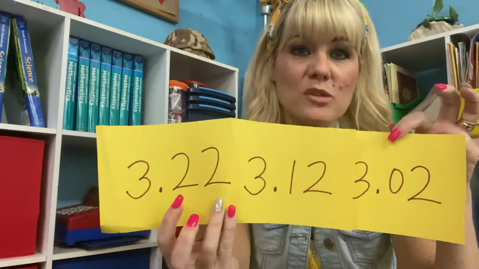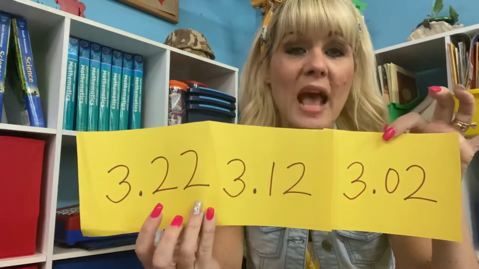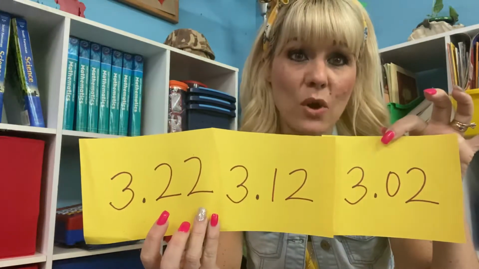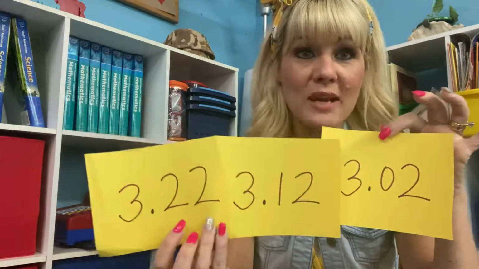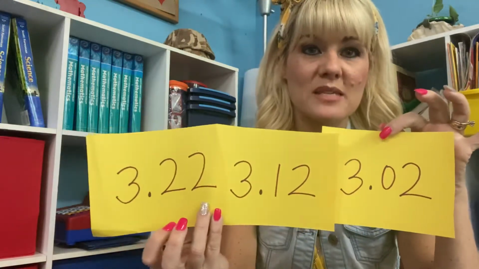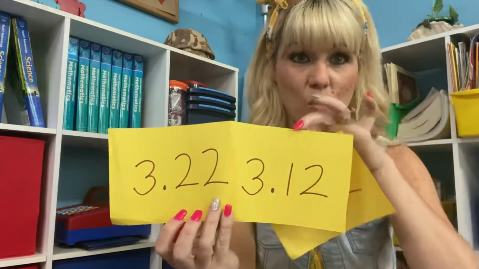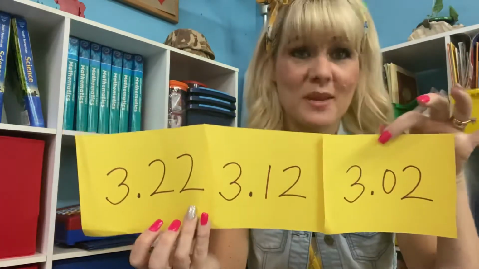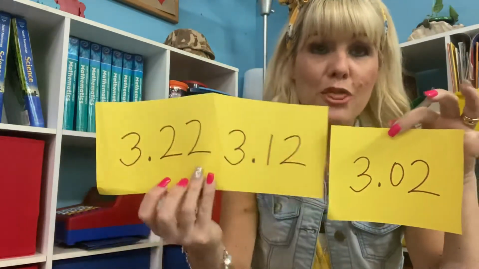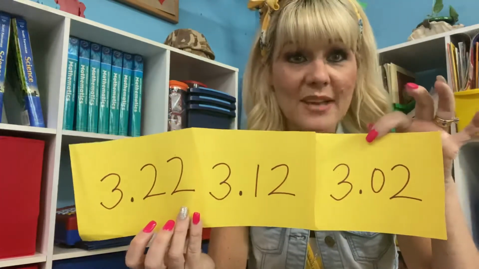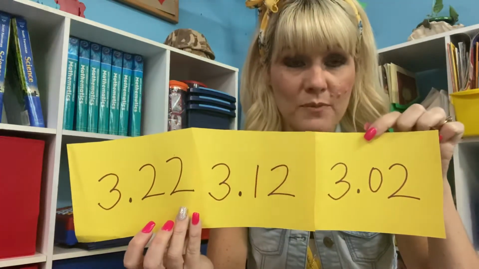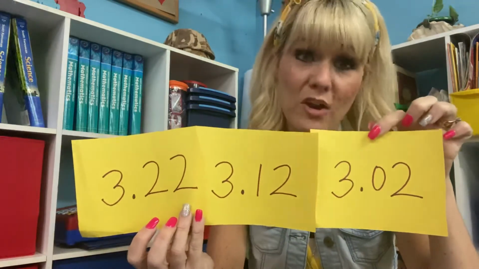If we look at the first one, it has a 2. The second one has a 1, and the last one has a 0. What's the biggest number? The 2. So this is already in order. This is the biggest, then in the middle is the 1, and last is the 0 because the 0 is smallest. So 3 and 22 out of 100 is the biggest, 3 and 12 out of 100 is the middle, and 3 and only 2 out of 100 is the last.